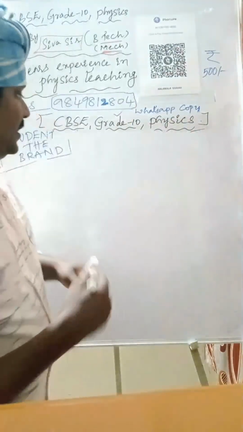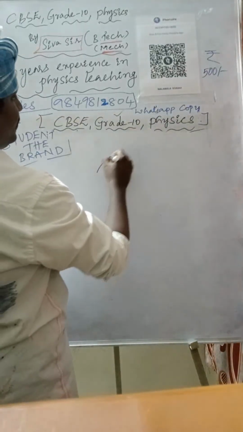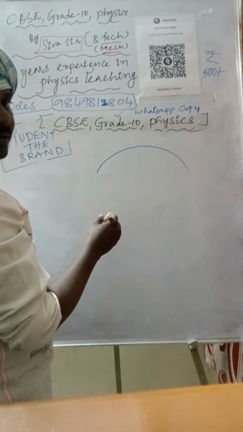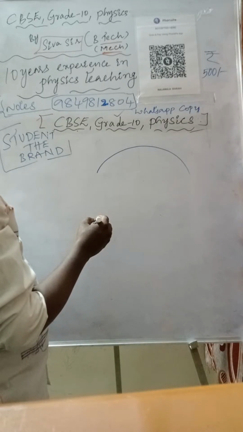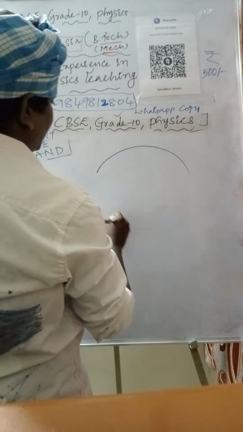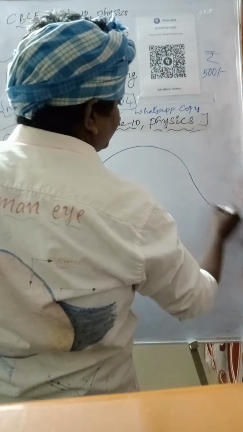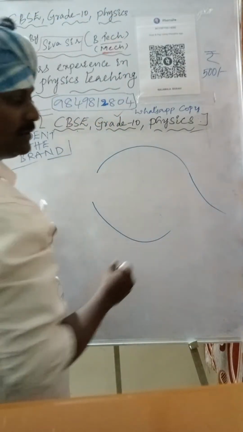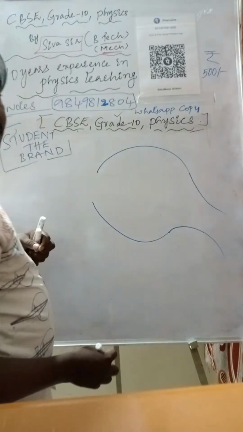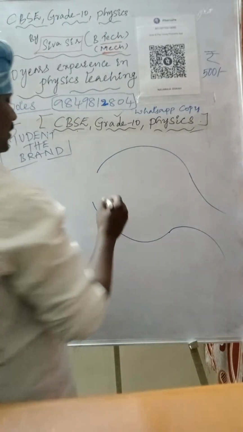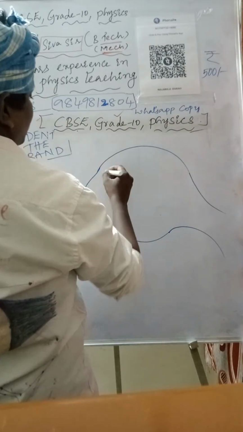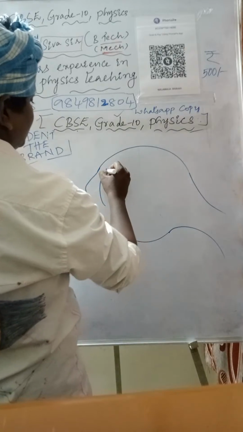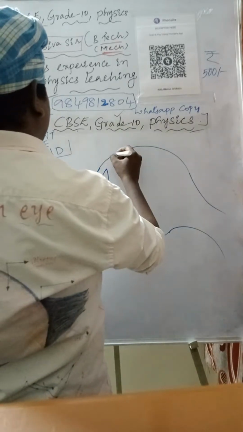So check once, I'm taking the eye diagram like this. This eye part I'm considering like this, and here also like this. Now I'm taking this one. Here I'm considering the convex lens.